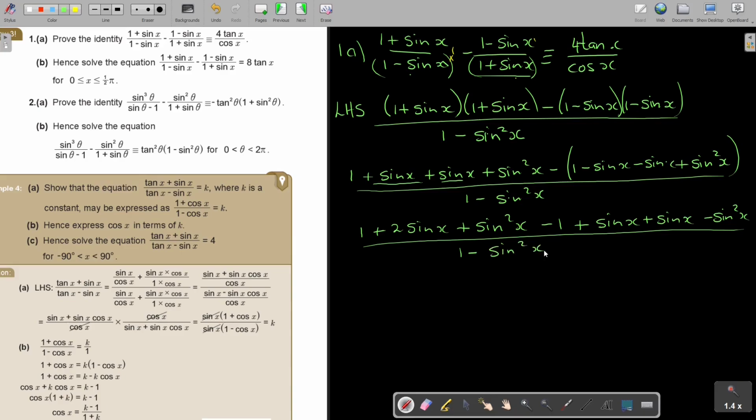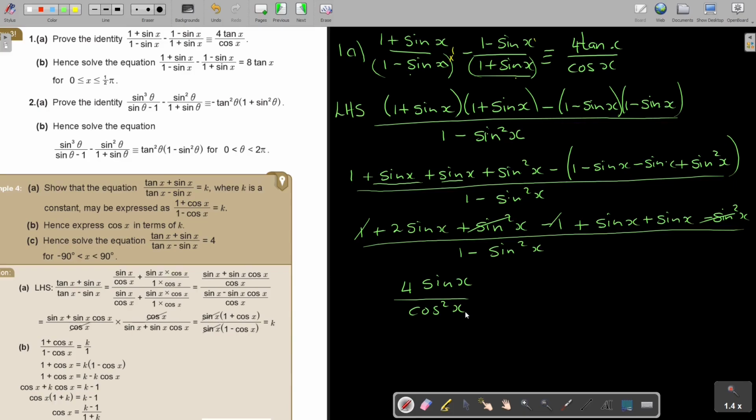Okay, and now if I simplify, this is cancelling out, so this is going to be 2 plus another 2, so it's going to be 4 sin x, and then this is also cancelling out, and 1 minus sin squared x is going to be cos squared x. Okay, coming from that identity.